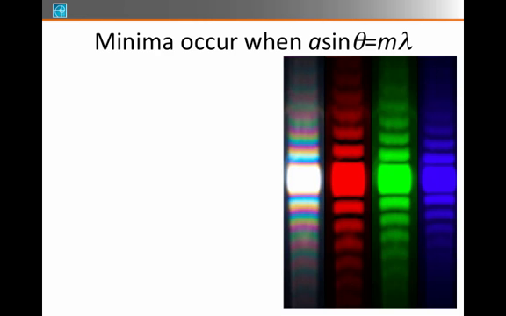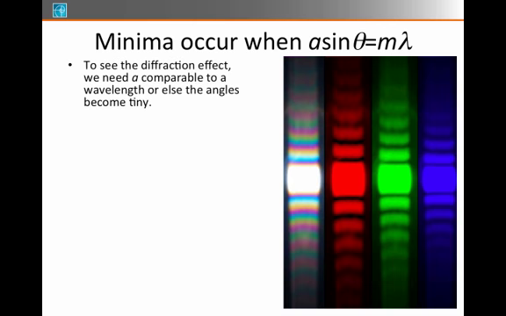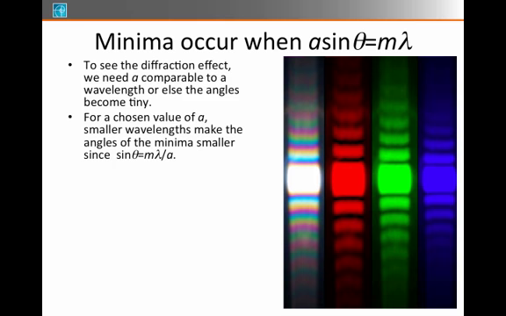So the minima occur when A sine theta is m lambda, and then maxima occur approximately halfway in between the minima. To see the diffraction effect, you need A again to be comparable to a wavelength, or else the angles theta become really tiny. This is just like two-slit interference. You only get constructive or destructive interference whenever the apertures or the features of your experiment become comparable to a wavelength. For a chosen value of A, smaller wavelengths make the angles of the minima smaller, since sine of theta will equal a multiple of the wavelength over A.